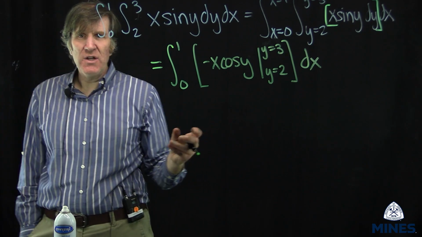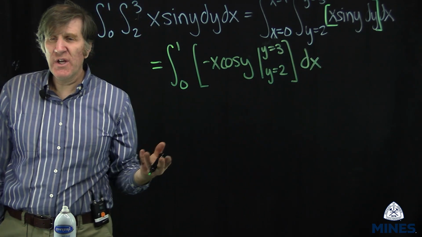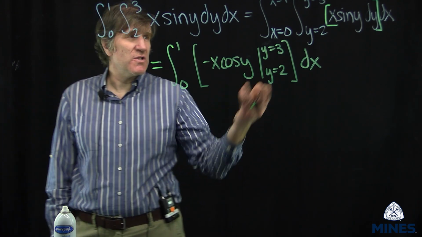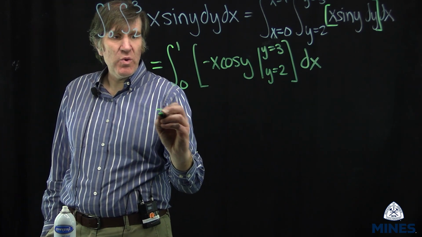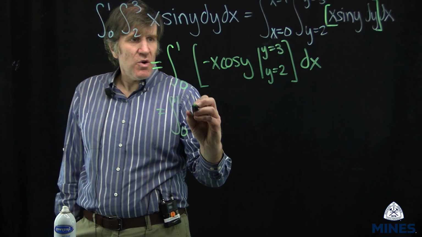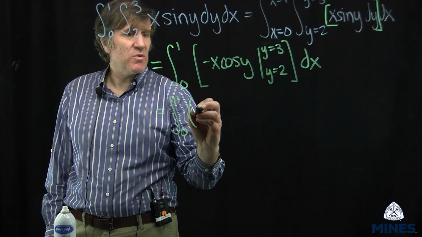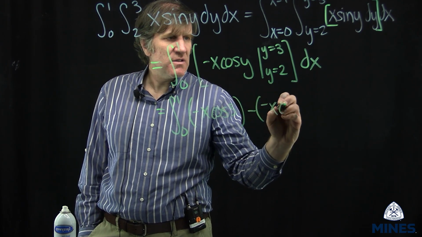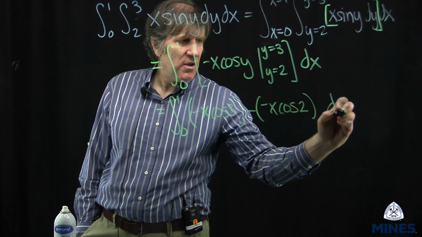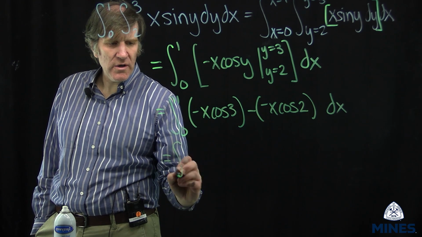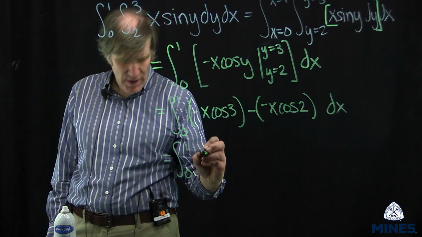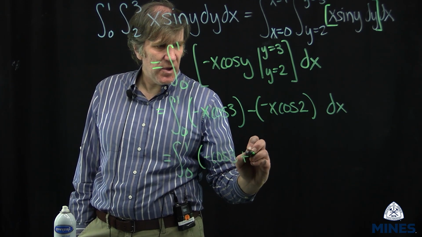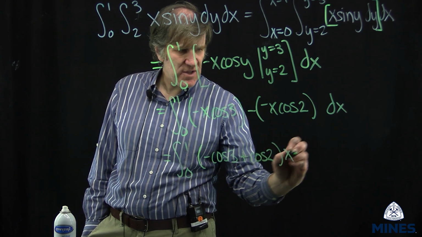So we've done the integral in y, and we did that by holding x constant and just integrating like we were in Calc 1 with respect to y, and the integral of the sine of y was the negative cosine of y. Now we deal with those endpoints of integration. So as we plug in y equals 3, this is negative x times the cosine of 3 minus negative x times the cosine of 2 dx, or I can take x's out of that if I'd like. This is negative cosine 3 plus cosine 2 times x dx.